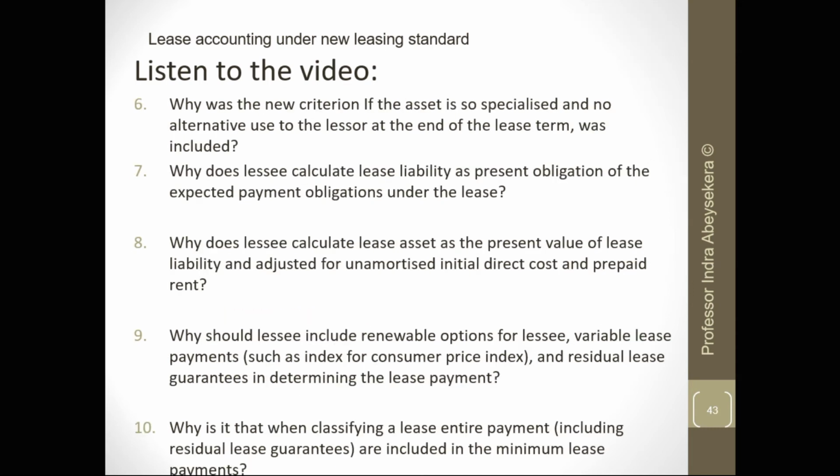So, and then we got other questions. Why was the new criterion, if the asset is so specialized and has no alternative use to the lessor at the end of the lease term, included? And why does a lessee calculate the lease liability as the present obligation on the expected payment of obligations under the lease? Why does a lessee calculate the lease asset as the present value of the lease liability, adjusted for amortized initial direct costs and prepaid rent?